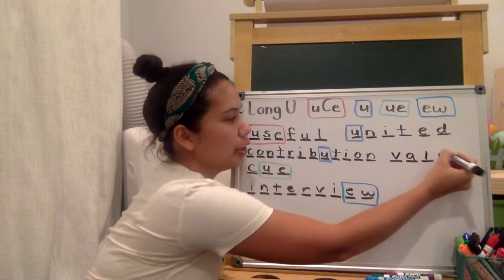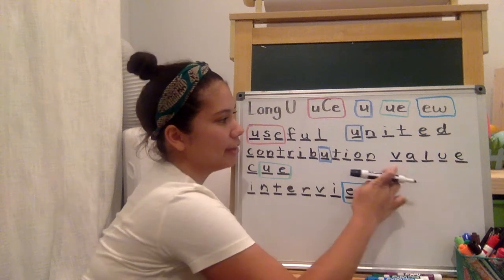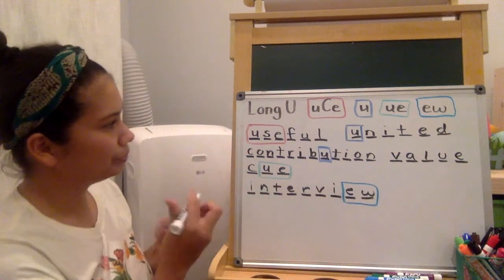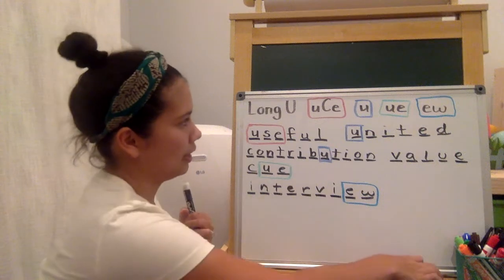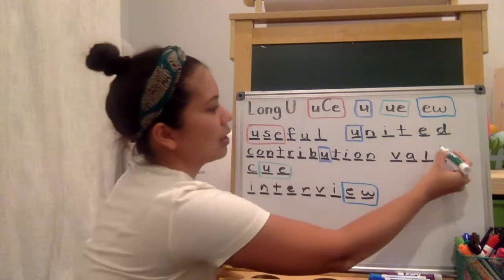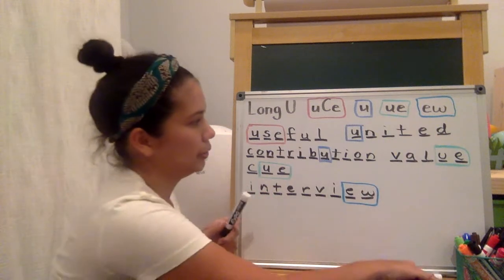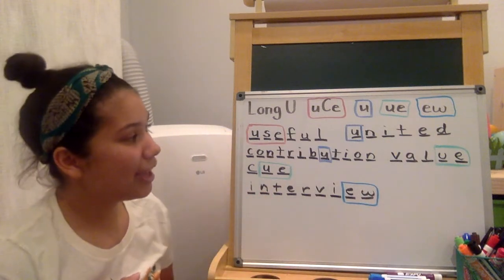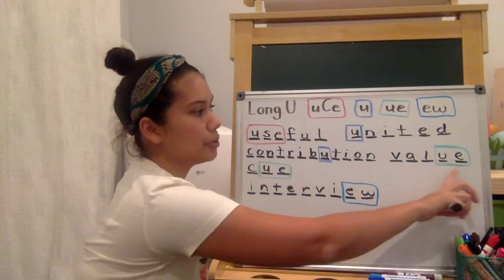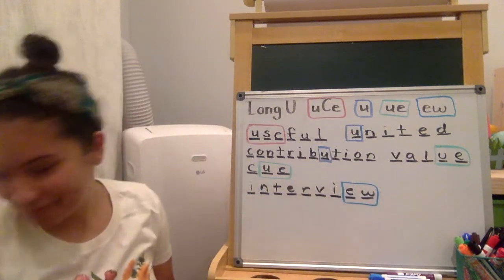Value. You can hear the U at the end. Value. I'm going to go ahead and box or circle the long U pattern, value. V-A-L-U-E. If you got U-E at the end, great job.